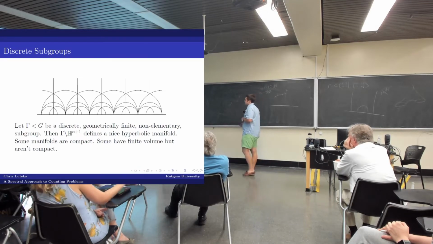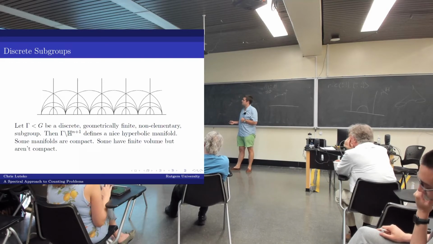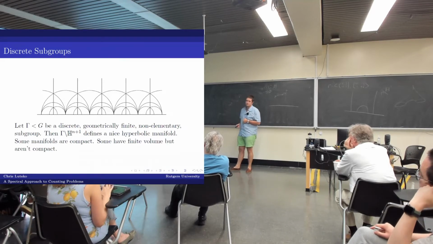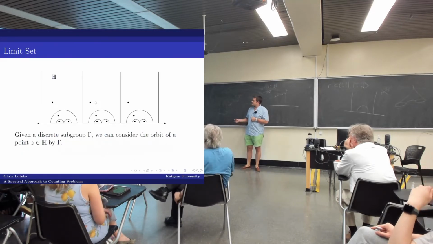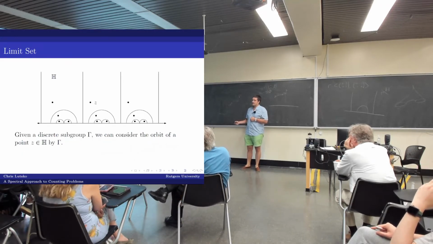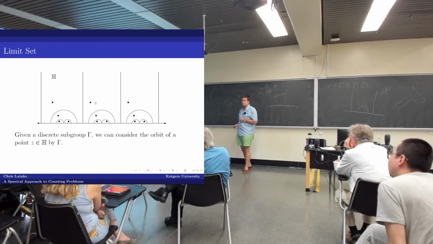Today, given a discrete subgroup, I can consider the orbit of a point by this subgroup. Here I take my point z and orbit it according to the subgroup, and it keeps going further. You can see that the points are collecting along the boundary. And so an object that we're going to need is called the limit set. This is the closure of the set of accumulation points of any orbit. It doesn't matter which orbit.